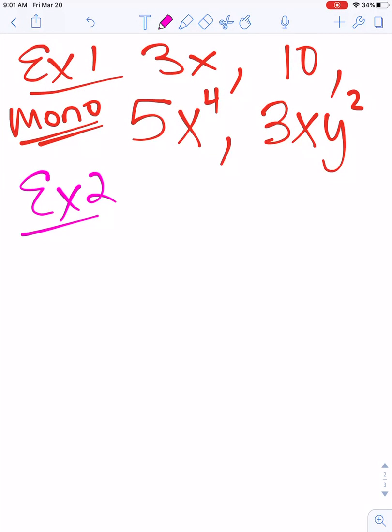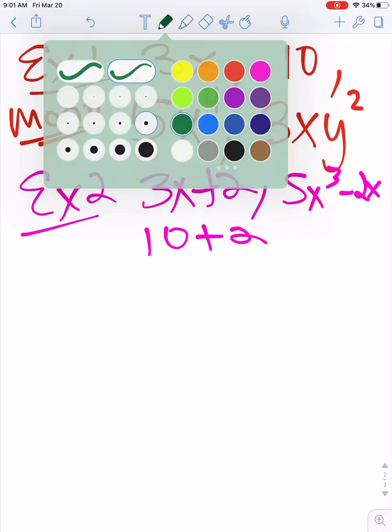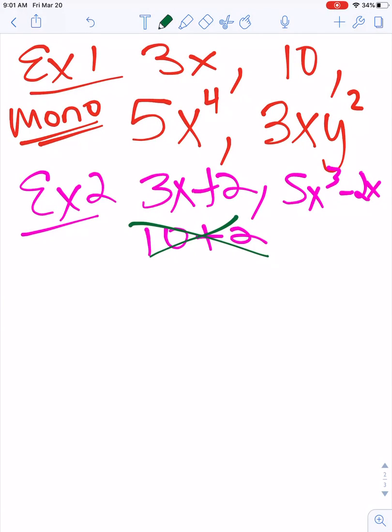With binomials, some examples we have are 3x plus 2, because there's 2 terms, and 5x cubed minus 2x. And again, these terms can have variables in them or they could not. Now, the only thing is something like 10 plus 2, right? If you have 10 plus 2, that simplifies down to 12. That is not considered a binomial.